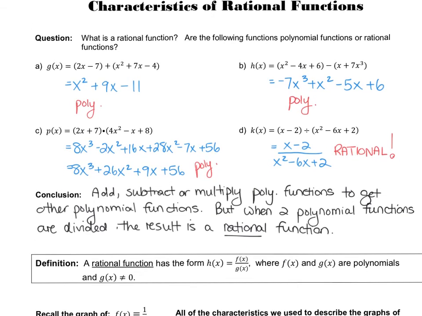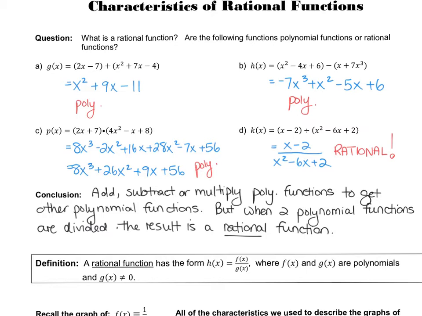So a rational function has the form h of x equals f of x over g of x, where both f of x and g of x are polynomial functions. Now, one thing, of course, that we are going to have to consider is those restrictions that we didn't pay too much attention to before, and that is the fact that g of x cannot equal 0, right, in the denominator. Otherwise, this function would be undefined.